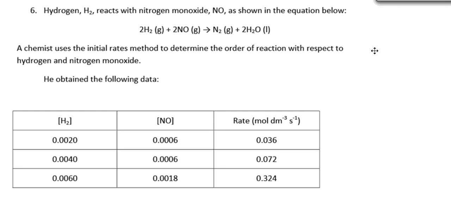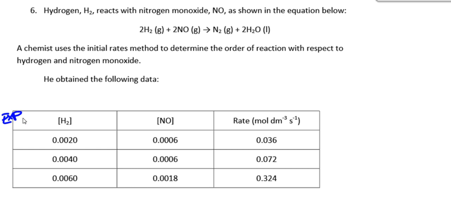Final example then on this video, question 6, which is on page 20 of your notes. Again, we're trying to determine the orders of the hydrogen concentration and the NO concentration. Looks a bit more like an exam question here. It's given us the equation, but the question is essentially the same. Now, the tricky thing again here is, if you look, I'll just write in my experiments.